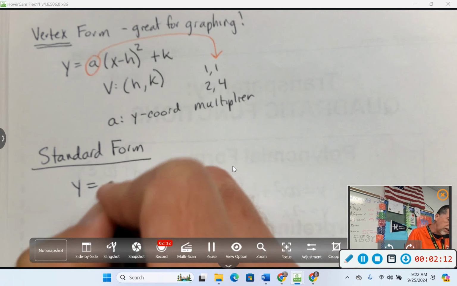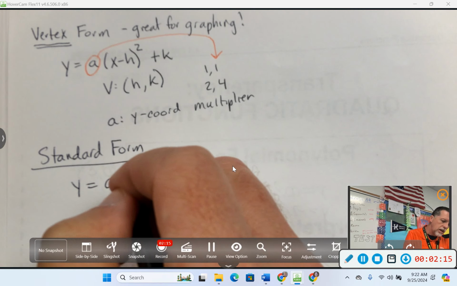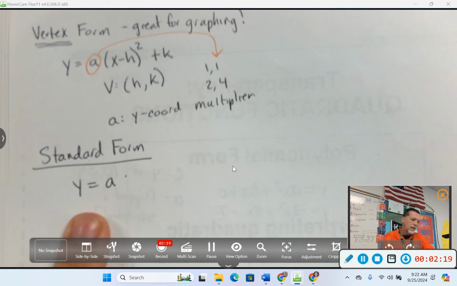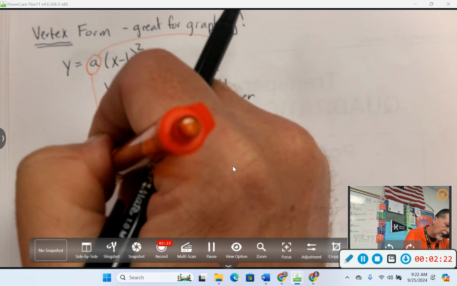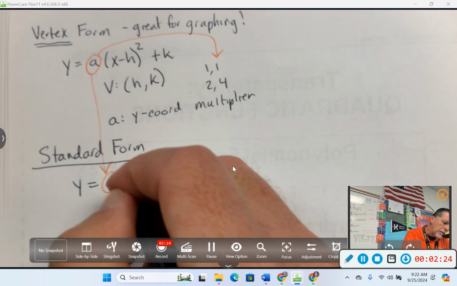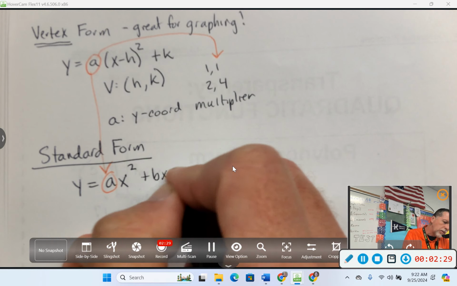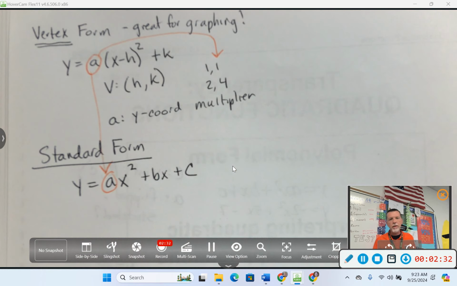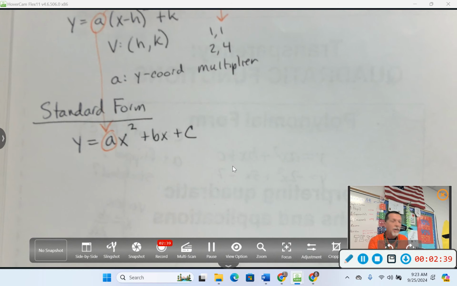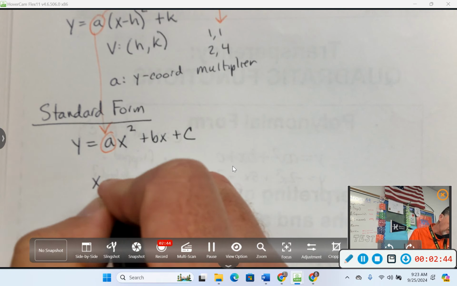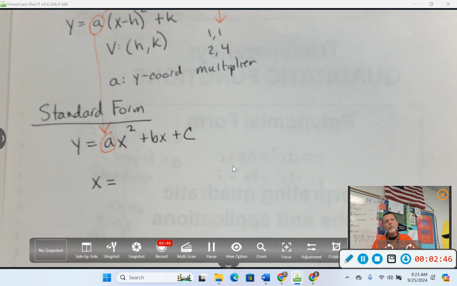Standard form is y equals a, and that's the same a, so that a does the same thing as the previous a does. But the rest of the equation looks different: ax squared plus bx plus c. Like somebody multiplied it all out for us, which is not really what we wanted, because we'd rather have it in vertex form. But we can graph it from standard form with the help of a new equation, new this year.